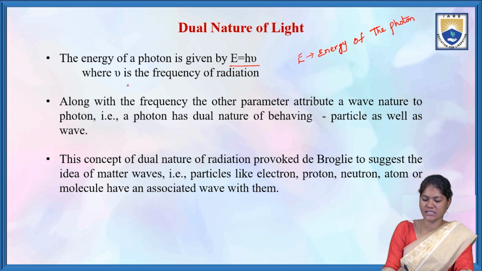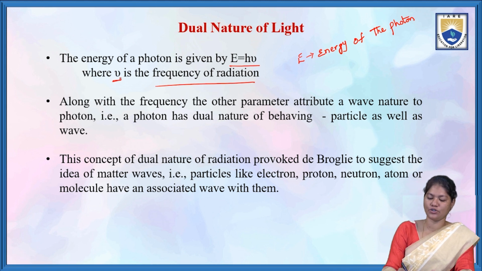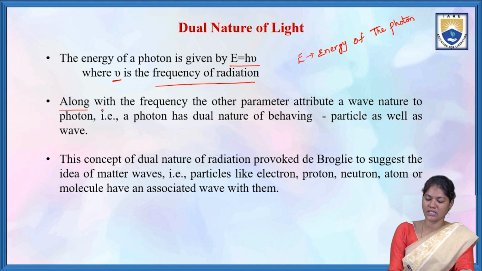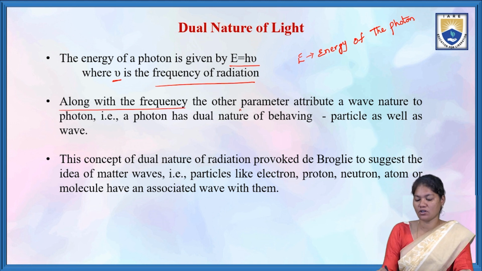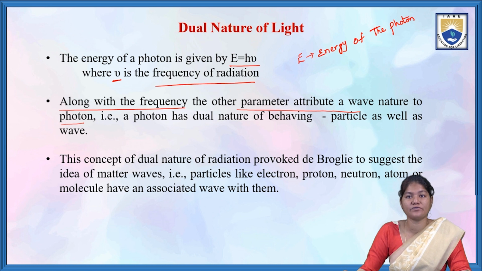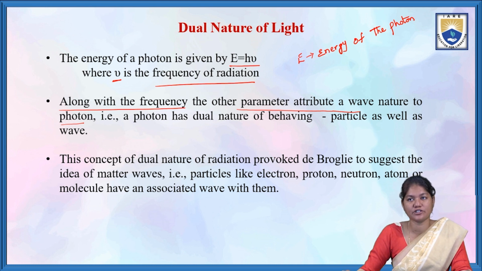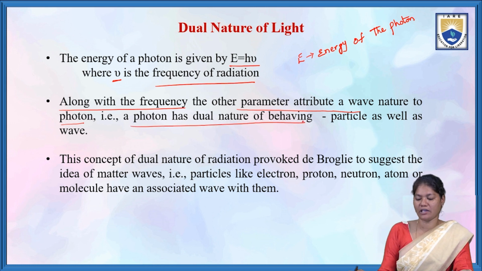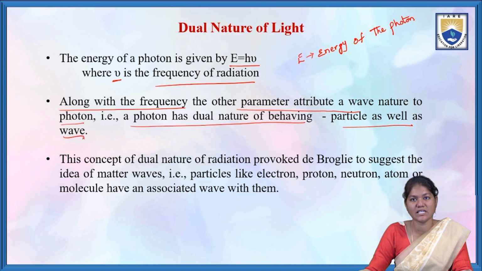Nu is the frequency of the radiation. Along with the frequency, the other parameters also attribute a wave nature to the photon. That is, the photon has a dual nature of behaving: particle as well as wave.